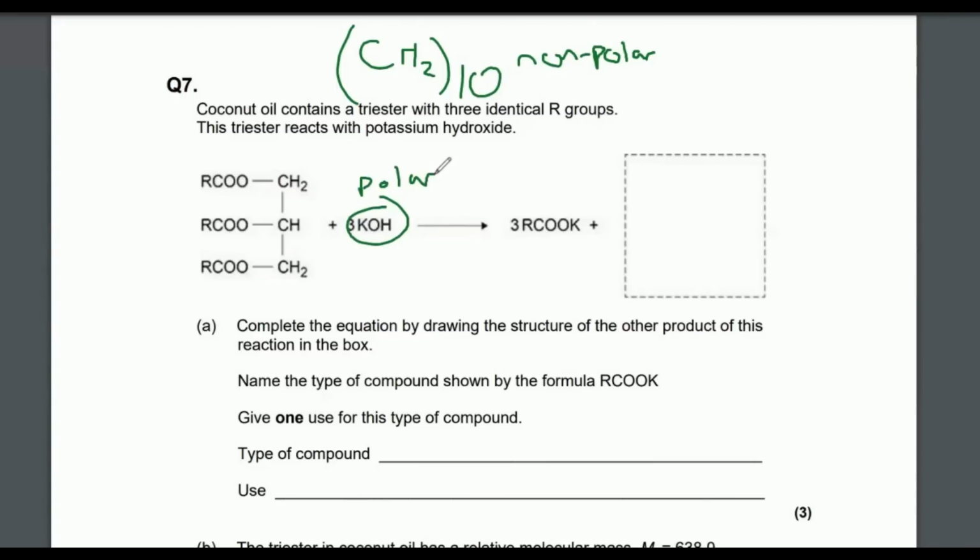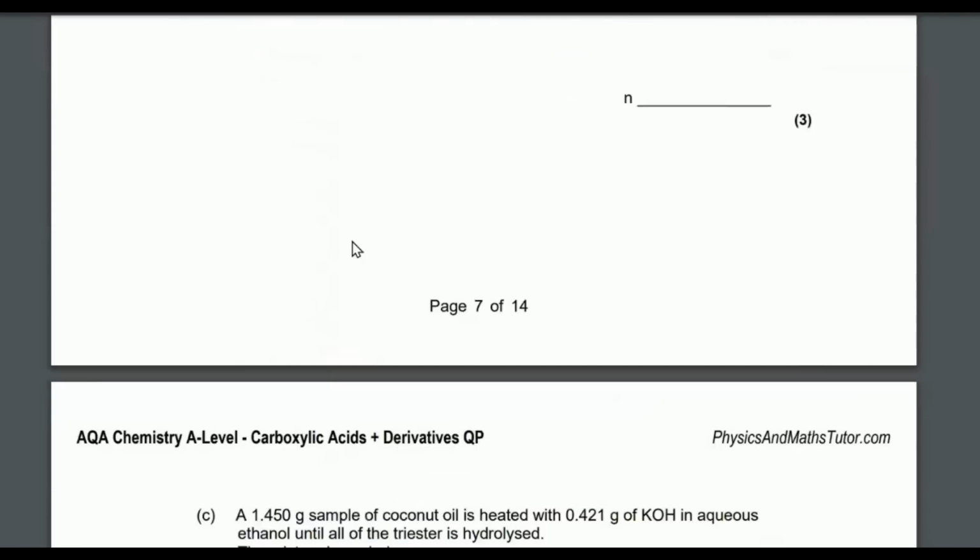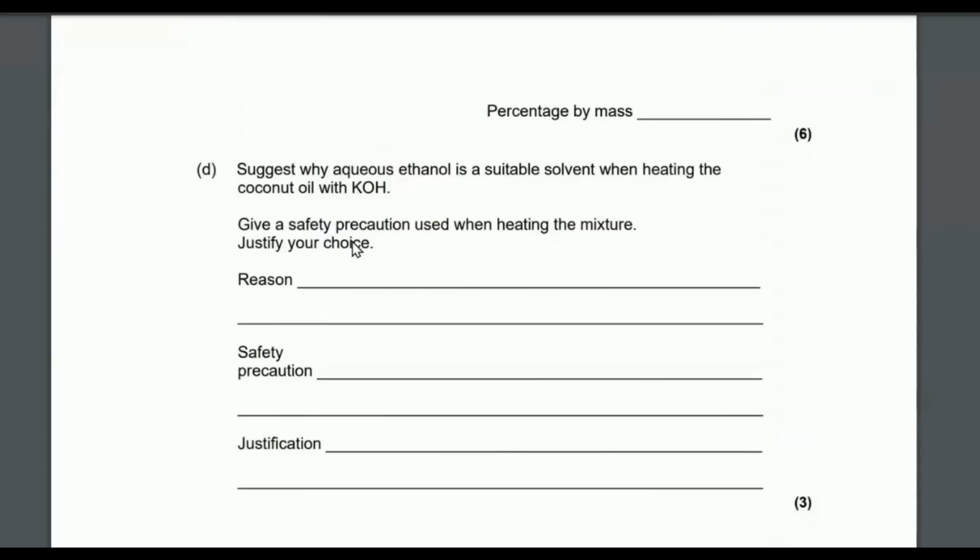Yes, we've got the ester bond, which has got some polarized parts. And you've got the potassium hydroxide, which is obviously a polar molecule as well. So we kind of want a solvent that can combine a non-polar and a polar reactant and mix them together.